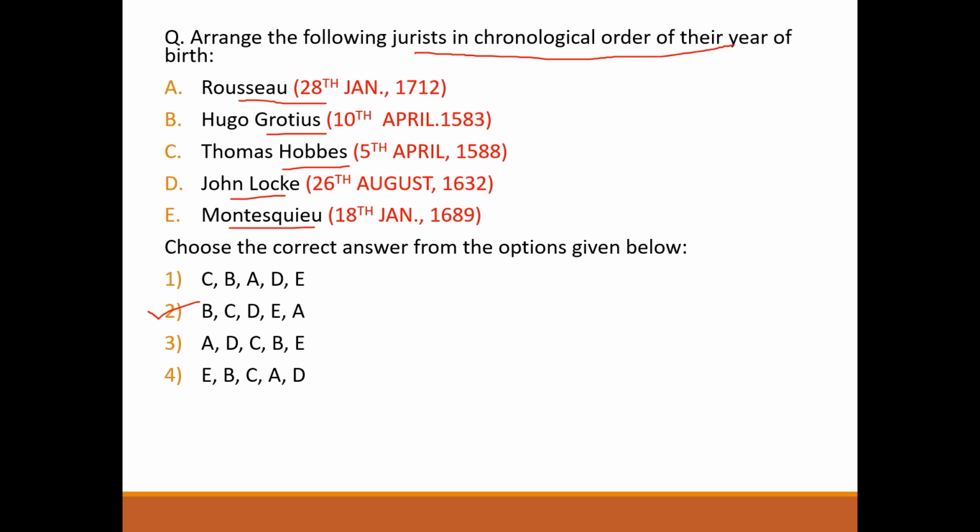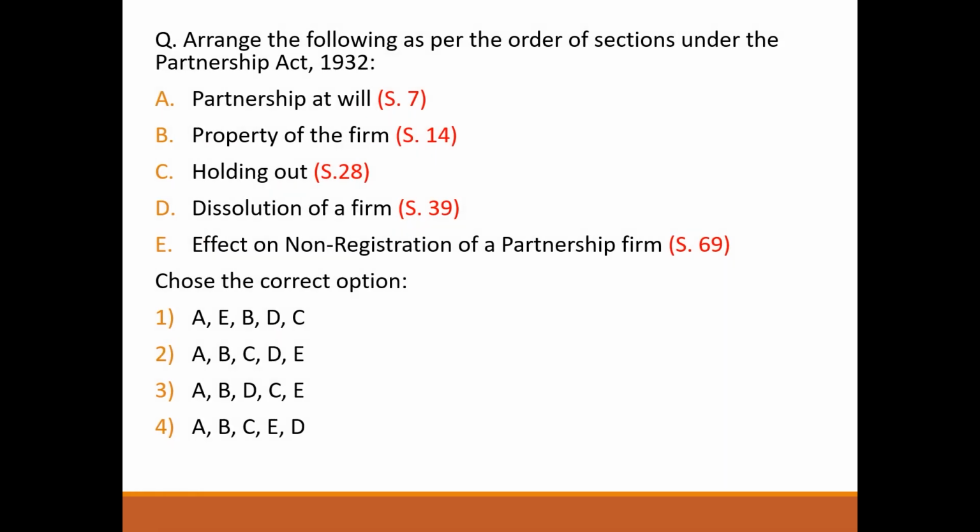Next question. Arrange the following as per the order of sections under Partnership Act 1932. Partnership at Will, Section 7. Property of Firm, Section 14. Holding Out, Section 28. Dissolution of a Firm, Section 39. Effect of non-registration of a partnership firm, Section 69. So answer will be option number 2.